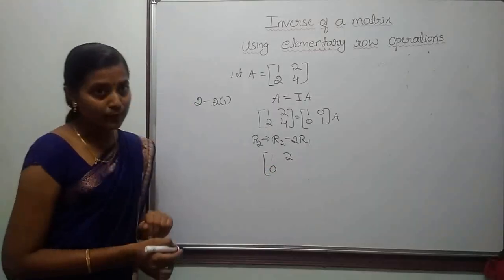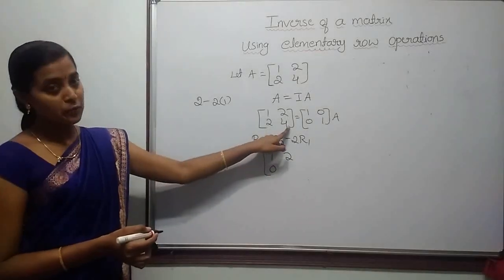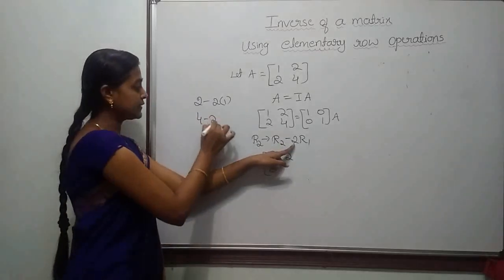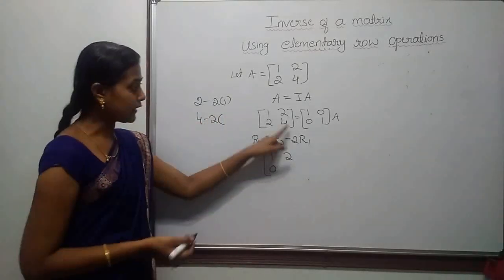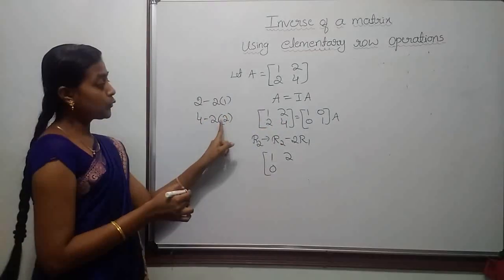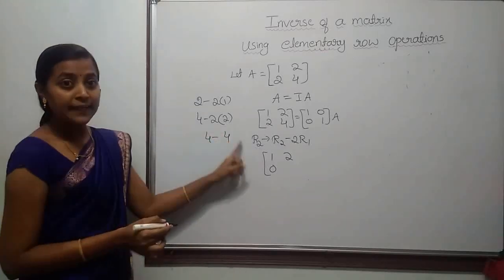For the second element of R2 is 4 minus 2 as it is into R1. Second element of R1 is 2. 2 into 2 is 4. 4 minus 4 is 0.